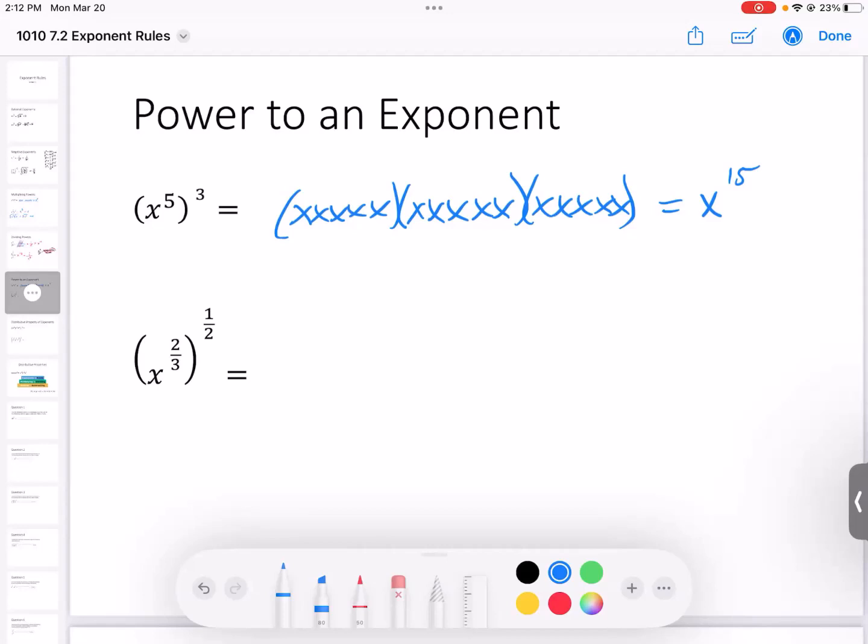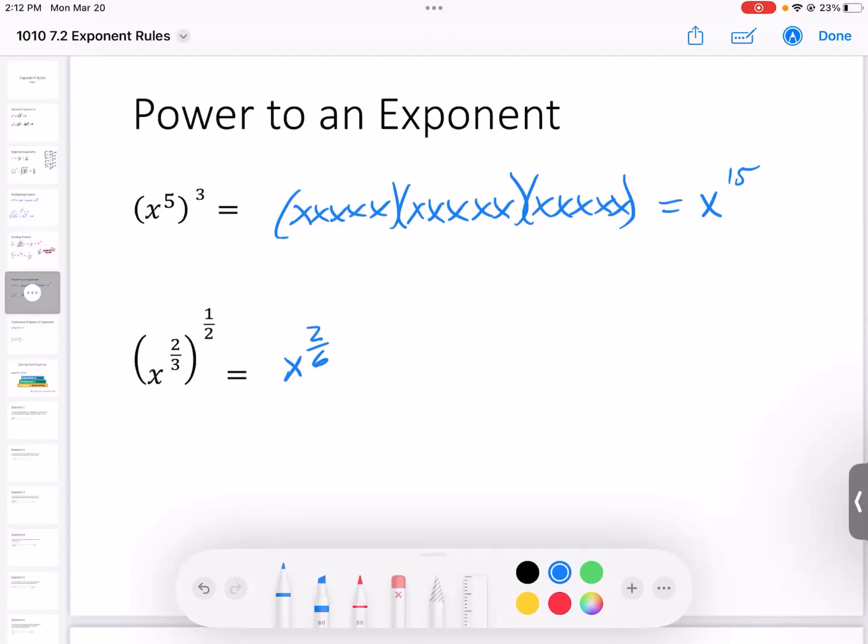And that's true even if you have fractions. So if you had x to the 2/3 raised to the 1/2 power, you would write this as x to the 2/6, because if you multiply 2/3 times 1/2, that gives you 2/6. So remember, when you multiply fractions, you just multiply the top and the bottom. If you add and subtract fractions, you need to find common denominators and then only add or subtract the top.